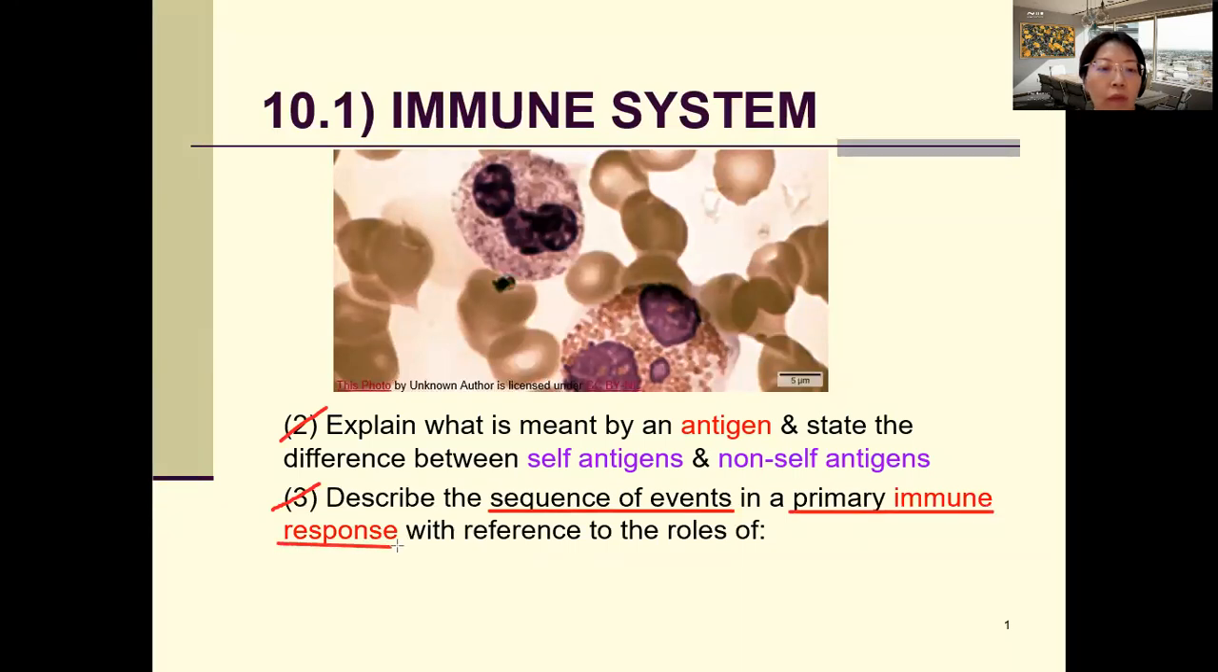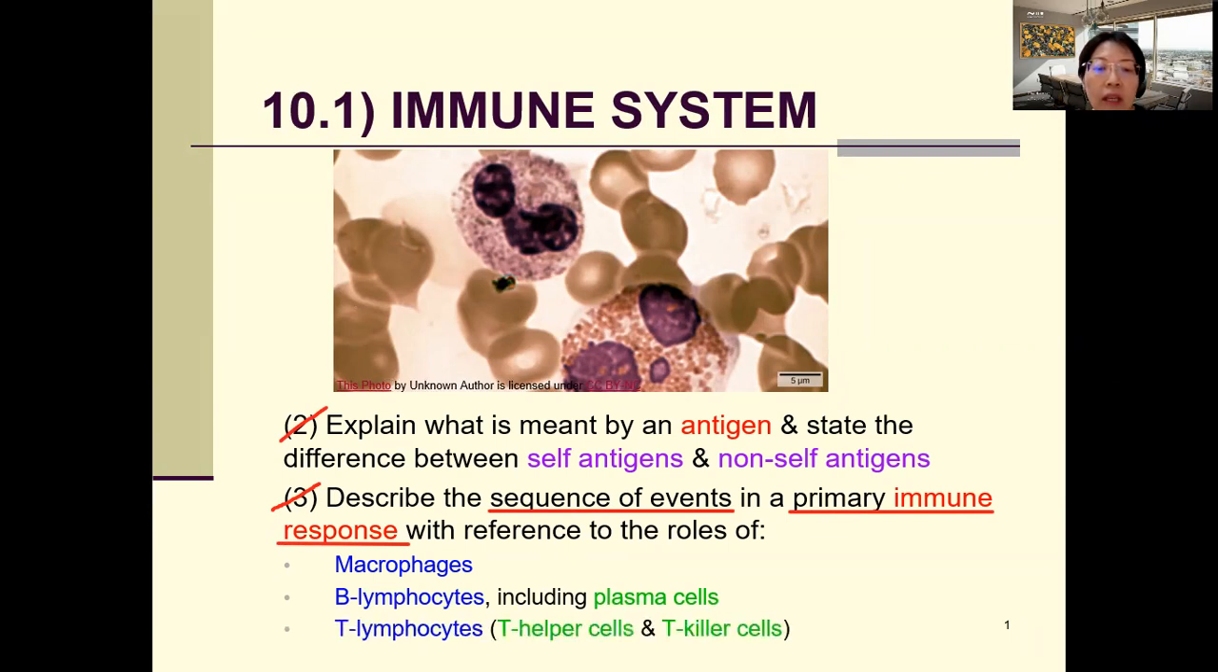okay, with reference to macrophages, B-lymphocytes, including plasma cells, T-lymphocytes, which include T helper cell and T killer cells. So basically, these are all that we're going to cover for this lesson here.